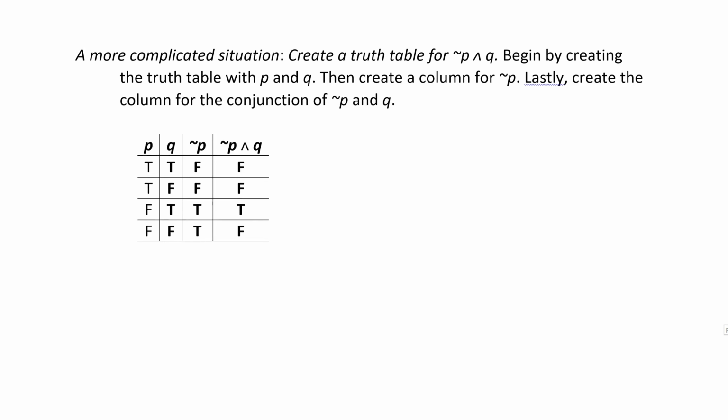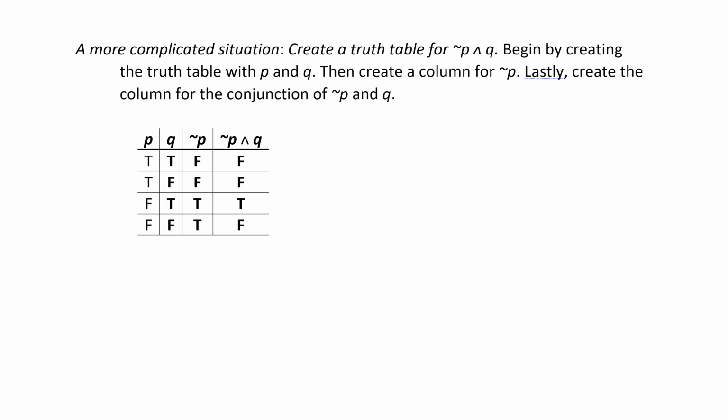Let's look at the last situation of truth tables. In this one, I'm going to create a truth table for not P and Q. So I begin by creating the table of P and Q. It always helps me with the first 2 columns being my simple statements of P and Q. I still have true, true, true, false, false, true, and false, false. Then I like to create my not P. My not P statement is the opposite of all of my P's. So false, false, true, true.